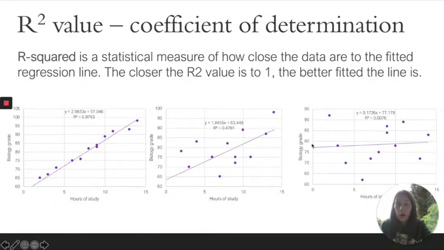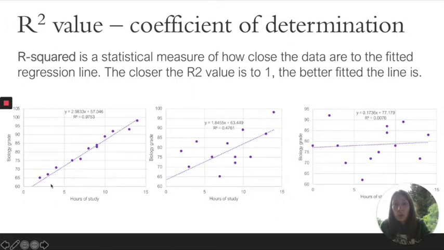So here, first we're going to have a look at the strength of a line. Okay, so an R-squared value is also called the coefficient of determination. The R-squared value is a statistical measure of how close the data are to the fitted regression line. The closer the R-squared value is to 1, the better fitted the line is. So the R-squared value is something that you can tick on Excel to appear on your graph.